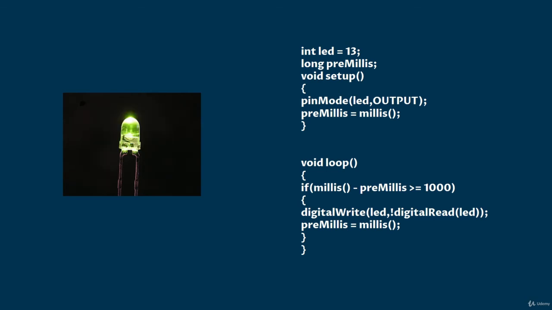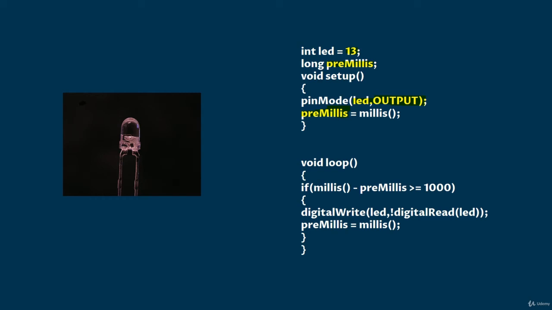This is a simple LED blinking code. Here I have written the piece of code. Now look at it carefully. First I have mentioned pin number 13. I have defined pin number 13 as LED, and I have defined one variable called pre-millis. Now inside void setup, I have configured the pin LED as output, and I have written pre-millis equal to millis. Here the pre-millis will store some millisecond value.